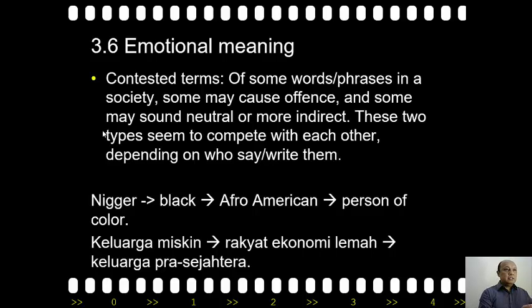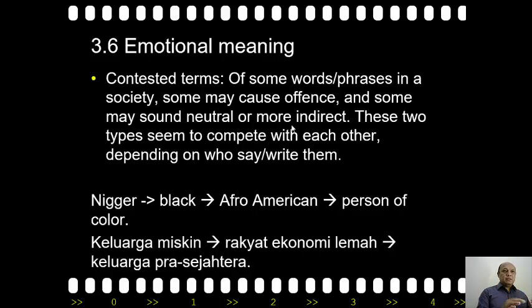Now, in terms of emotional meaning, there is another interesting category which is called contested terms. Of some words or phrases in a society, some may cause offense and some may sound neutral or more indirect. Some words may provoke others or make them angry, upset, or disappointed. But there are also other terms which are softer, and these words sound more neutral.